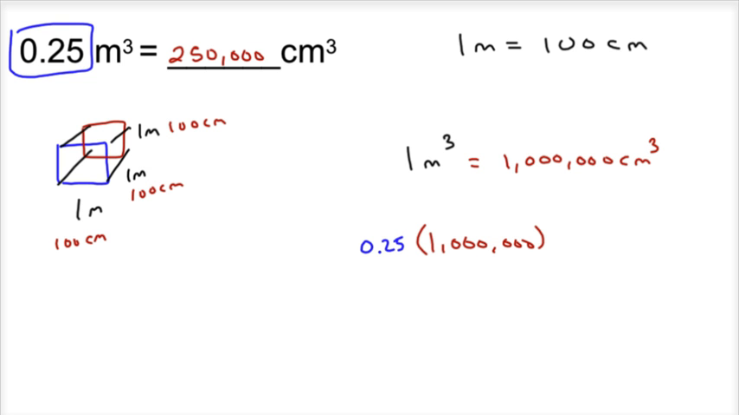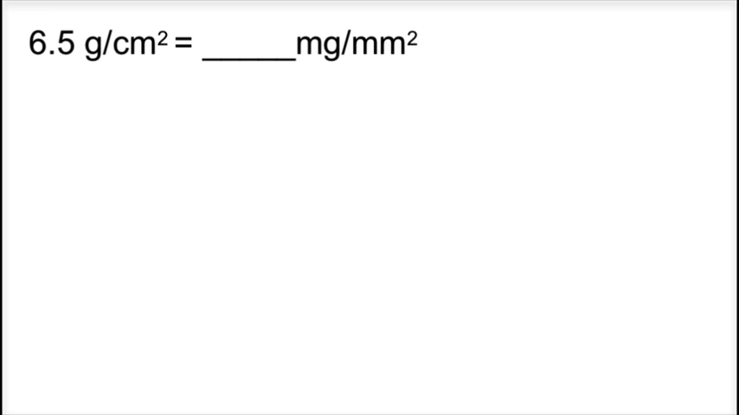250,000 centimeters cubed. All right, so our last example: 6.5 grams per centimeter squared equals how many milligrams per millimeter squared? So grams to milligrams. 1 gram is equal to 1,000 milligrams. Yeah, 1,000 milligrams.